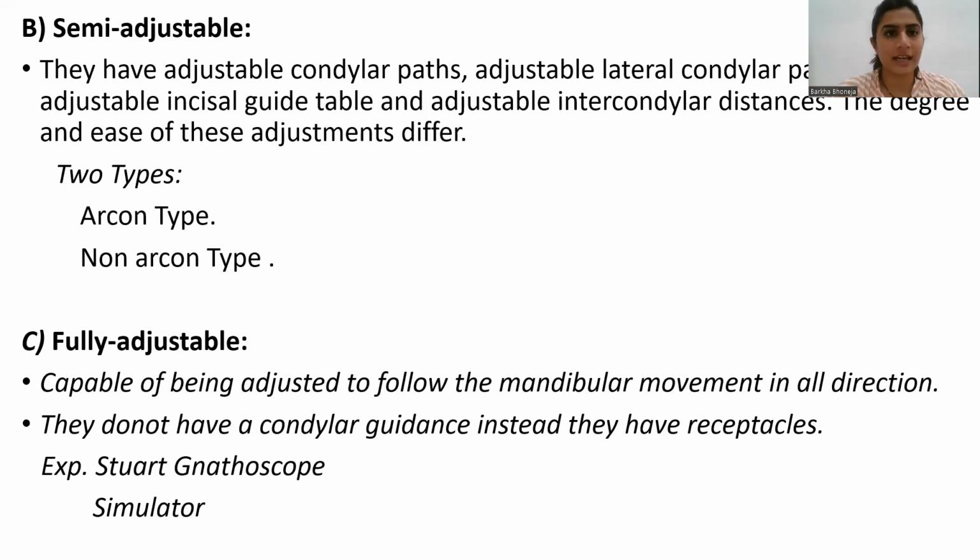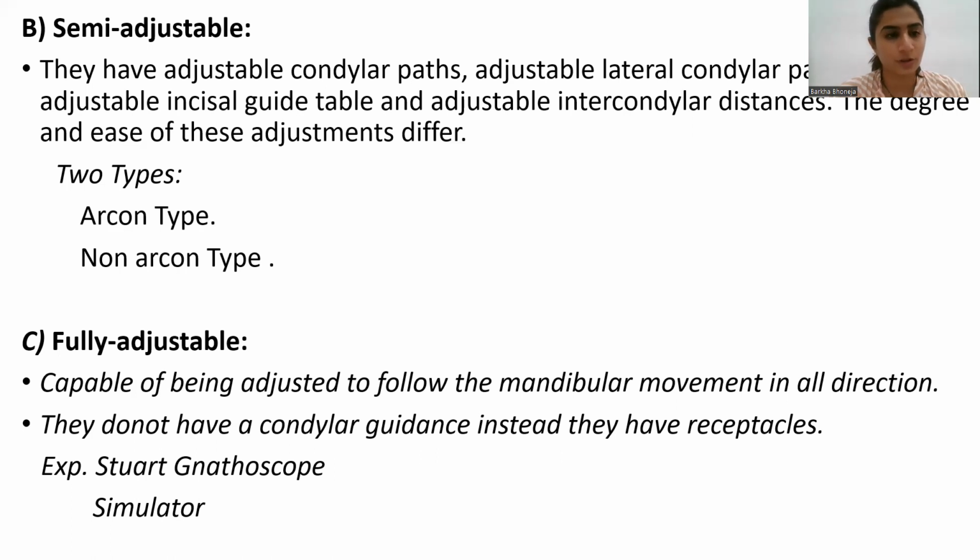Semi-adjustable articulators have adjustable condylar paths, adjustable lateral condylar paths, adjustable incisal guidance. So all these are adjustable, but something is written here, adjustable intercondylar distance. I would like to correct my presentation. That is not adjustable, that is non-adjustable intercondylar distance. All the other things can be adjusted except for the intercondylar distance. The degree and ease of adjustments differ. The Arcon and non-Arcon term was derived by Bergstrom, that is the articulating condyle.